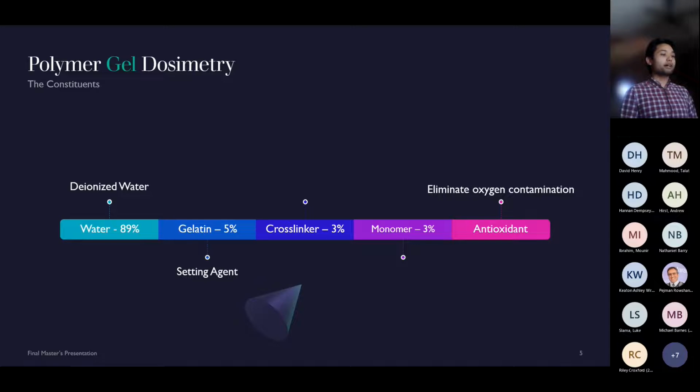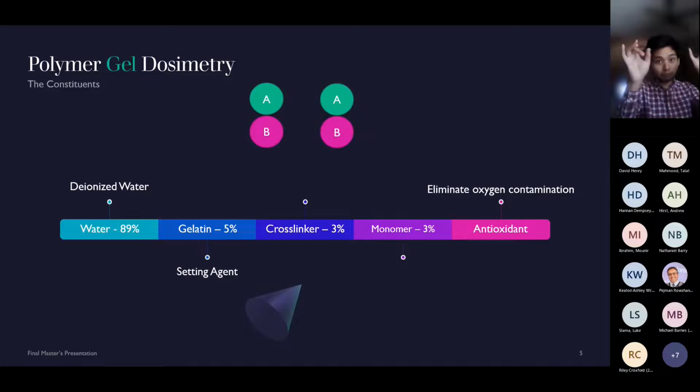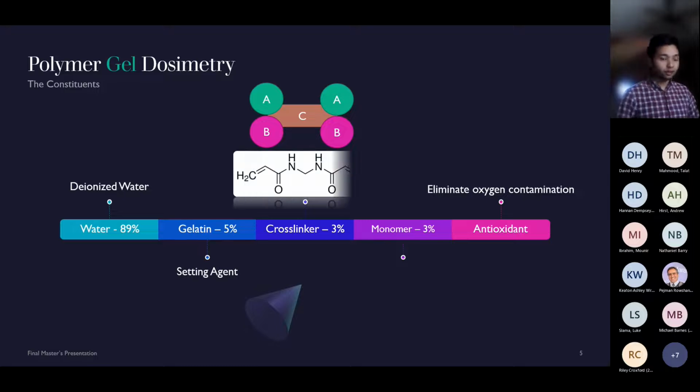So the gel is comprised of 5 main constituents. It's mainly made of water, which is around 89 to 90%. Then it's mixed with gelatin, which is around 5%. We have a crosslinker. What a crosslinker does is that if we have 2 polymer chains and we want them to link together so they can precipitate out of the solution so we can see what's happening, that's what a crosslinker is. The crosslinker that I'll be using is called methylene bisacrylamide, which I'm just going to call bis for short, as it's called in the literature.